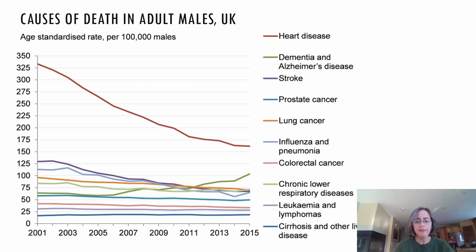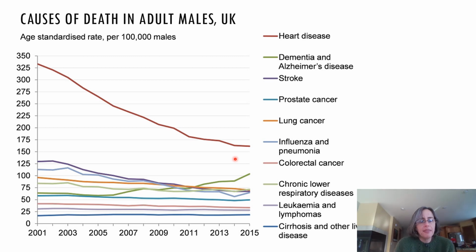This is a line graph from the United Kingdom looking at causes of death. And the reason I chose this one is because you can see that heart disease far and away was the major killer and still is of adult male-bodied people in the United Kingdom. And that has improved significantly over time, right? Over just 15 years, 14 years. Huge decrease. And this is the standardized rate per 100,000 male-bodied people.